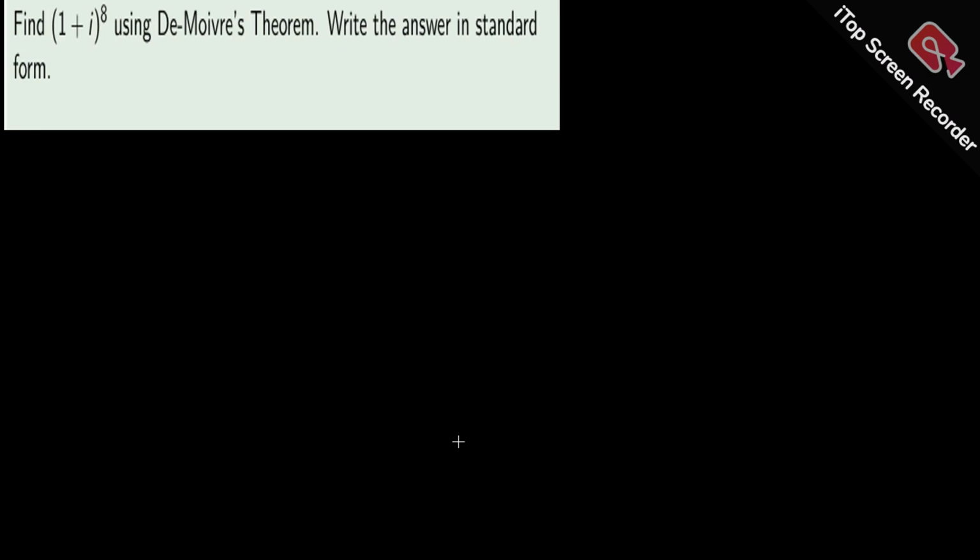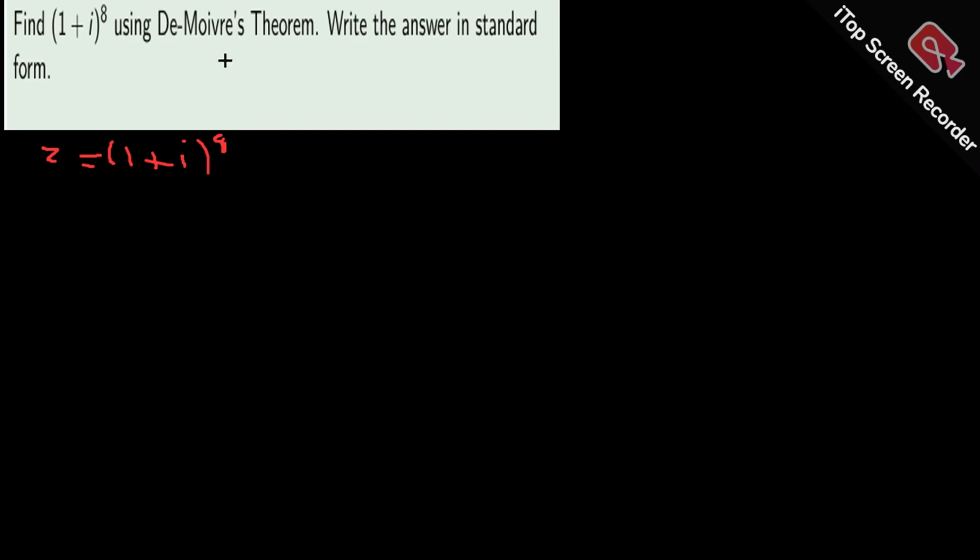So the question is saying find the value using De Moivre's theorem. Write the answer in standard form, which is x plus imaginary unit times y. Okay, so look at this. We have this complex number raised to the power 8. Now, before you start doing anything, make sure the complex number that you've been given is in polar form. Because if it's not in polar form, you're not going to apply De Moivre's theorem.